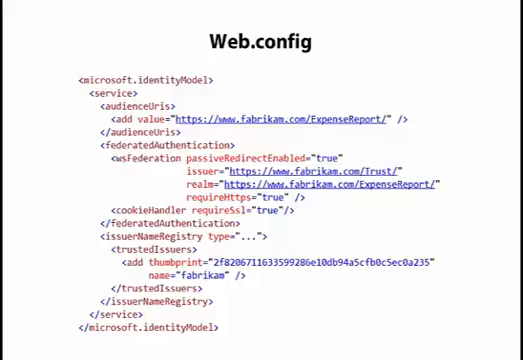I will use some terms here that do not yet make sense to you. Go to the metadata module of this course to get a better understanding. Audience URI, that is the application entity ID. Issuer, that's the WS-Federation endpoint URL. Realm, that's the application entity ID. And then name in the issuer name registry is the entity ID of the issuer.